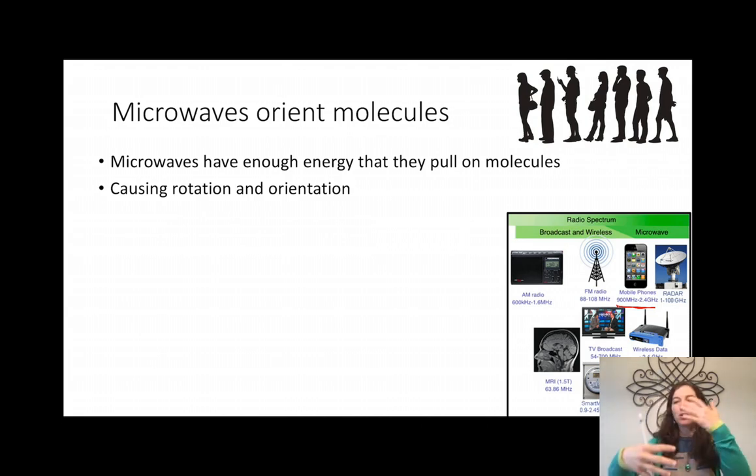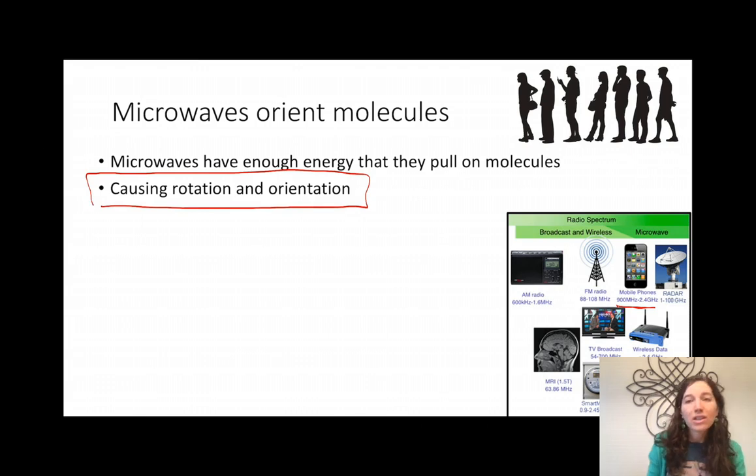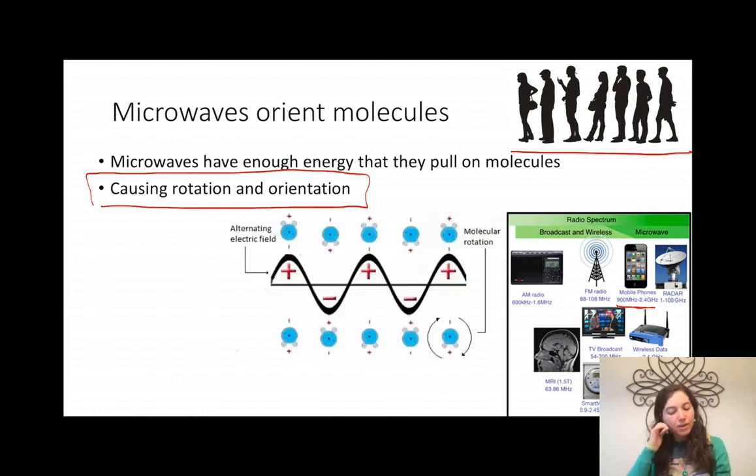So a molecule might just be kind of floating about, and then when it encounters a microwave, the microwave helps orient it a specific way and fixes it in a specific way. If you move the microwave, the molecule might follow the microwave as well. So this type of electromagnetic radiation causes rotation and orientation. Here's an example of this.